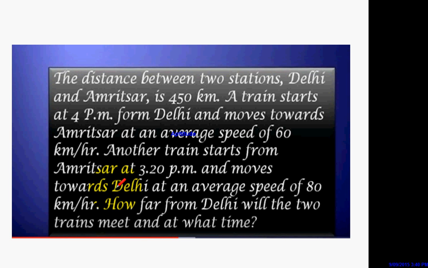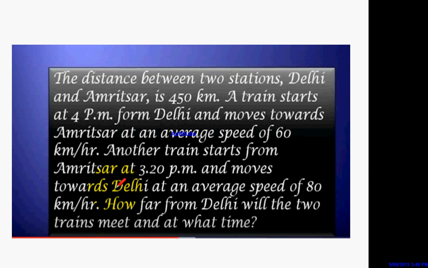From this we observe that the distance between the two stations, Delhi and Amritsar, is given, and there are two trains traveling in opposite directions, which is also given very clearly. And what about the time? Both the trains are not starting at the same time. One train starts at 4 p.m., whereas the other one starts a little earlier, at 3:20 p.m. So the time differs, but the distance between the two stations is constant.